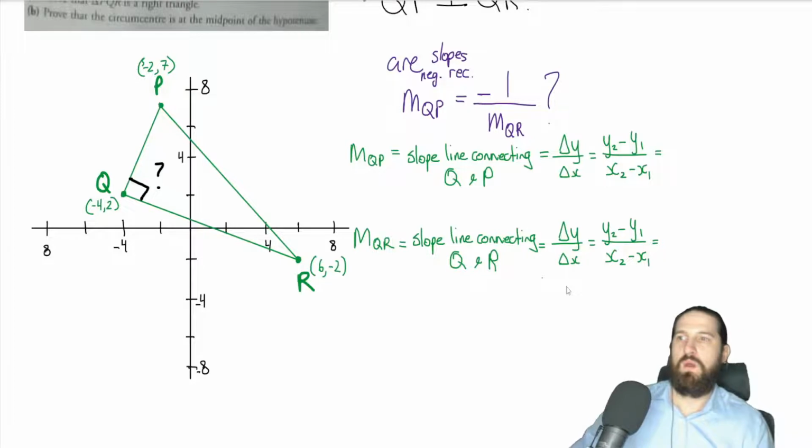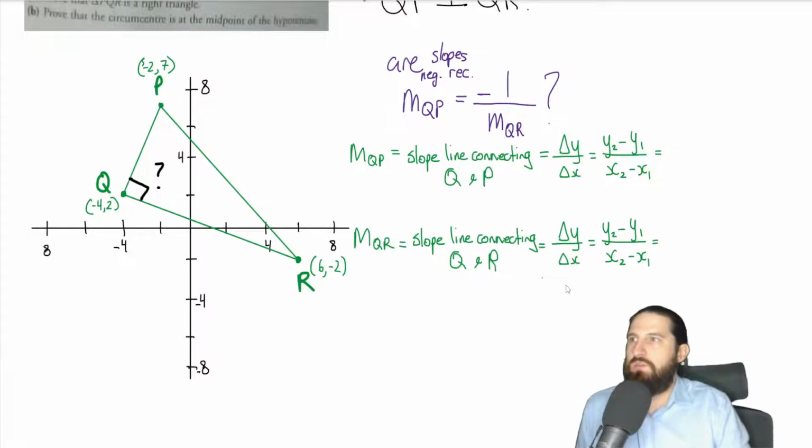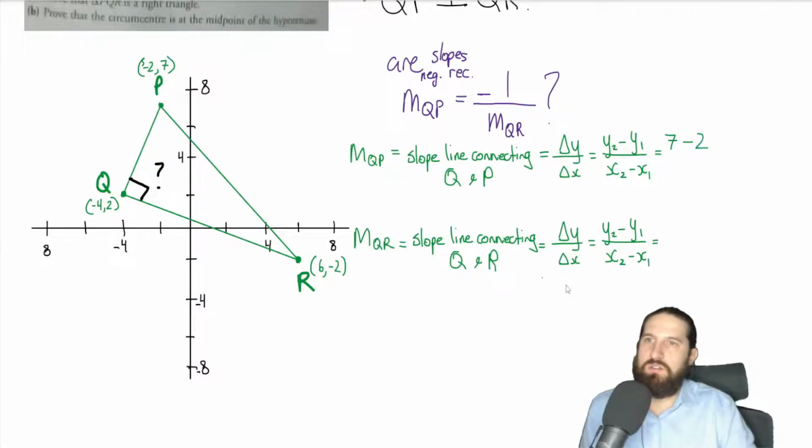Okay? Okay, so let's do y2. So I'm going to do Q and P. So I'm going to make P my 2. Okay? So that's going to be 7 minus 2 over -2 minus -4. So I get 5 over -2 minus -4, which is -2 plus 4. So that's 2. So it's 5 over 2.